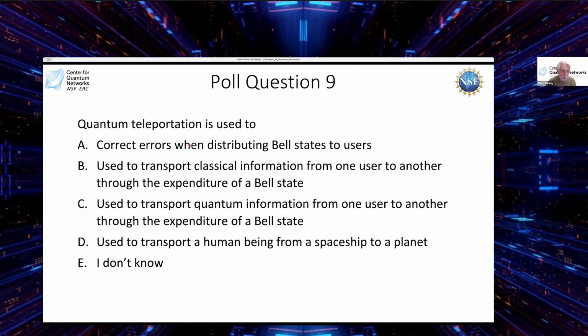Okay, so the answer is that you use it to transport quantum information from one user to another, and you use a Bell pair. And I see that almost all of you got that right. A few of you answered that you use it to transport classical information. That's not the case, although it's very interesting that there is a different protocol that is useful for transporting classical information with Bell pairs as resources. But teleportation really is you're teleporting the quantum state from one node to another.